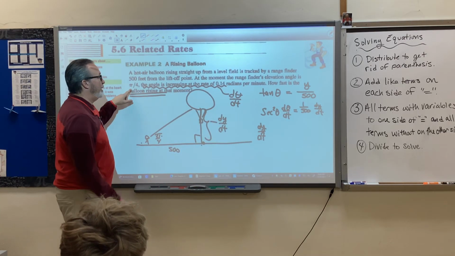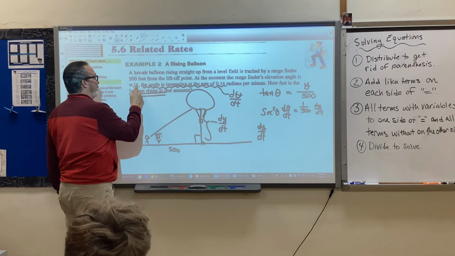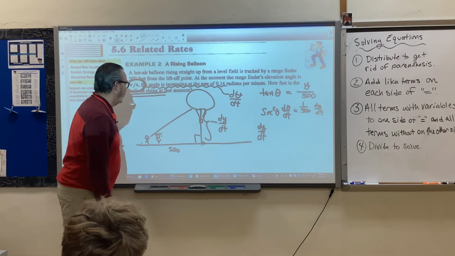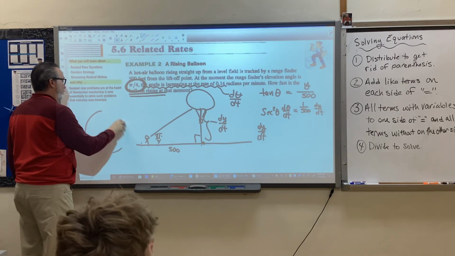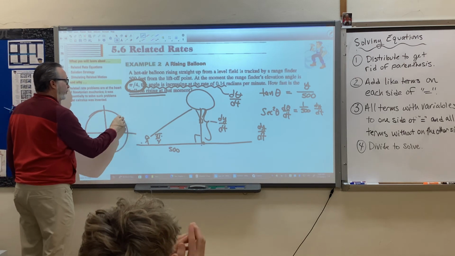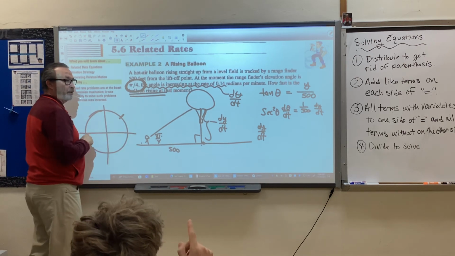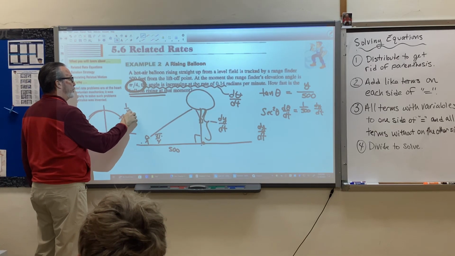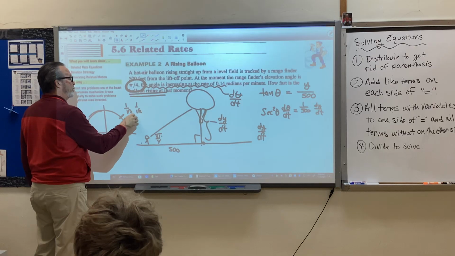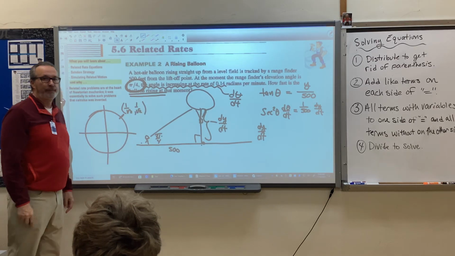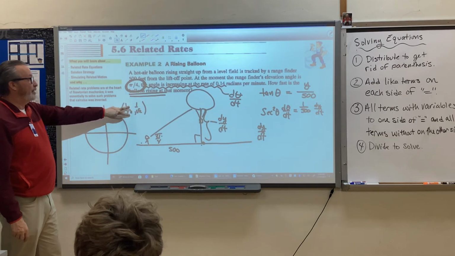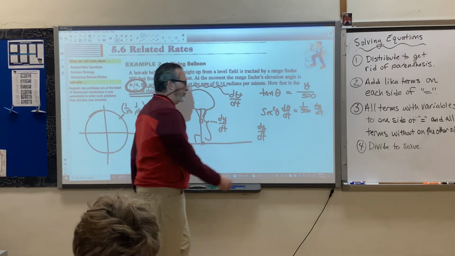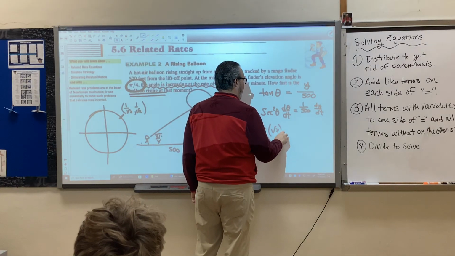Yes, at the moment the rangefinder's elevation angle is pi over 4. So what's the secant of pi over 4? Remember, at pi over 4, the coordinates of that point are square root of 2 over 2, square root of 2 over 2, which is 1 over square root of 2. The reciprocal of that for cosine is square root of 2. So this is square root of 2 squared.